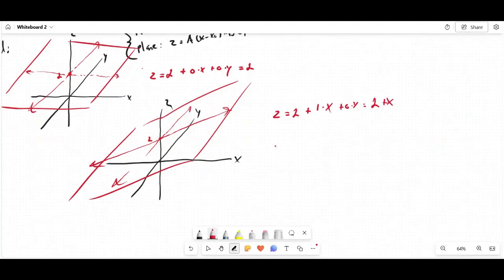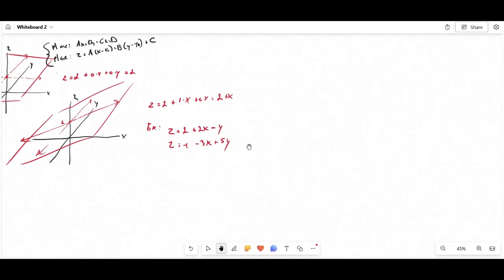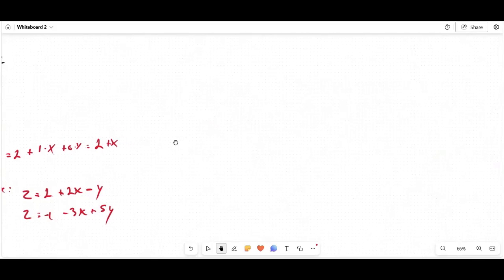And then a couple more examples. I could do, let's do z equals 2 plus 2x minus y. Z equals -1 minus 3x plus 5y. Right, we're specifying some starting points, and then the 2 or the -1, the -3, and the 5. This is saying how much to go up or down in various directions. One more level of complexity.